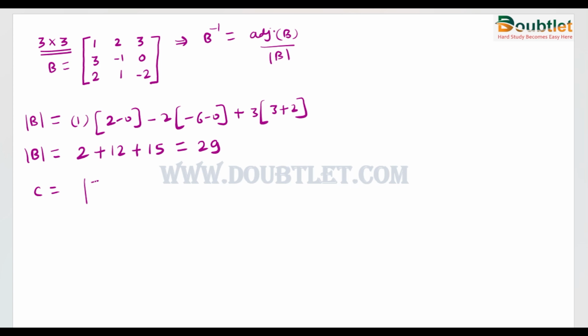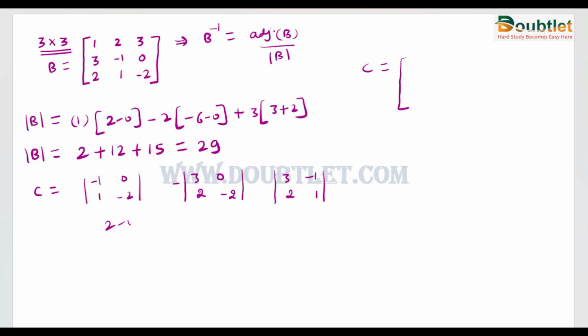So this would become minus 1, 0, 1, minus 2. Minus times of, this would become 3, 0, 2, minus 2. And here this would become 3, minus 1, 2, 1. And if we solve these, we can write C as, this is the first row.